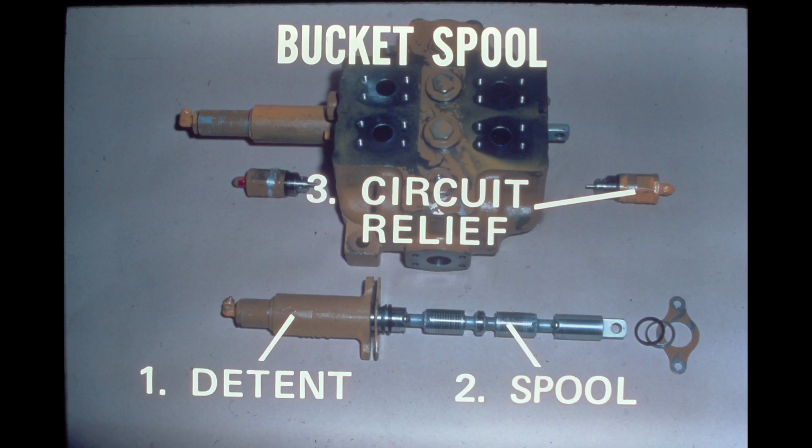Before we go through the operation of the circuits, let's take a look at the components. The bucket spool and detent assembly have been removed, as well as the circuit relief valves. A load check valve is located under the plugs at the center of the valve.